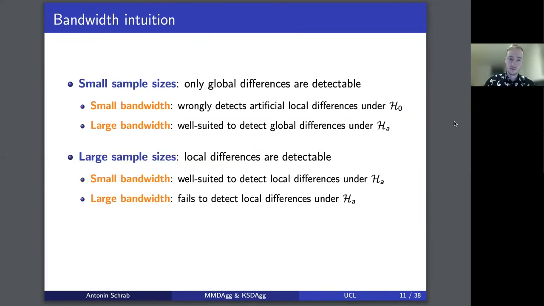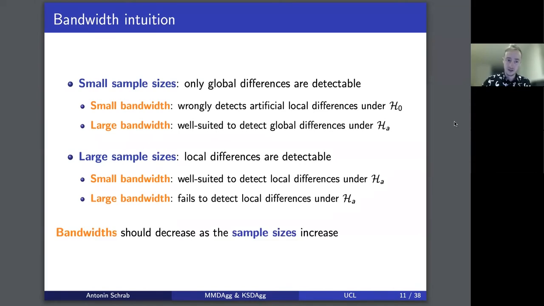And if we have some large sample size and the local differences are also detectable, in this case, it'll be the opposite. A small bandwidth is going to be well suited to detect those local differences between P and Q, while a large bandwidth will fail to detect those differences. So essentially, the intuition is that the bandwidth should decrease as the sample size increases. I hope that's clear.